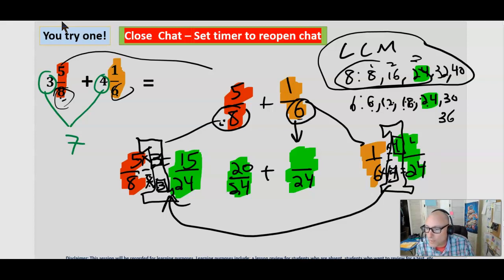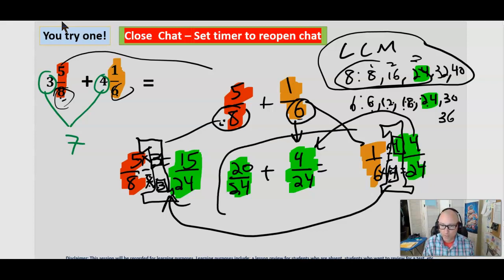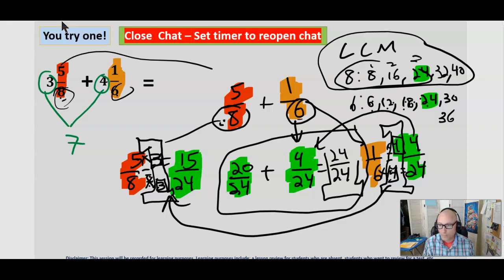1 times 4 is 4. 4/24. So here, I'm going to put this 4/24 right here because 1/6 is the same thing as 4/24. Oh, this is quite something. Now I could finally put limes and limes together. 24. Oh, look what happens here. 24/24 is a very special kind of lime, right?